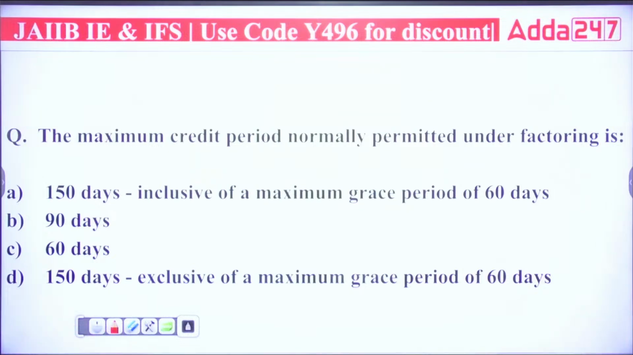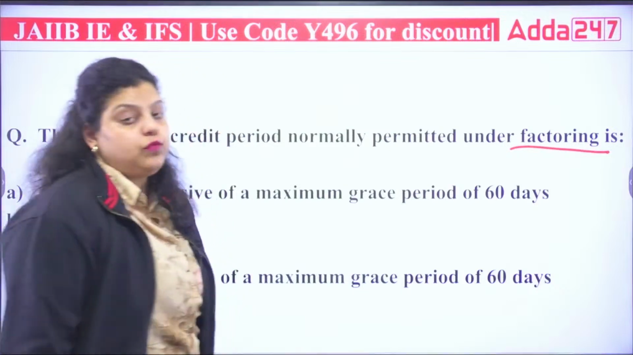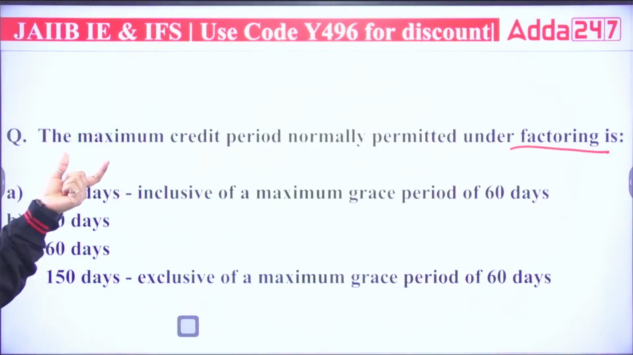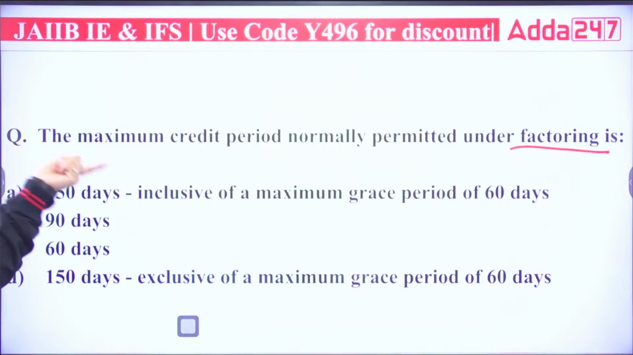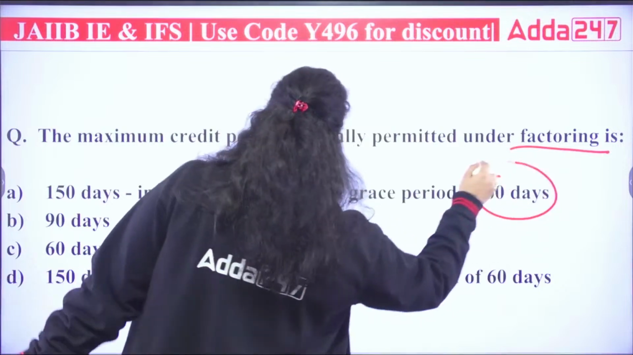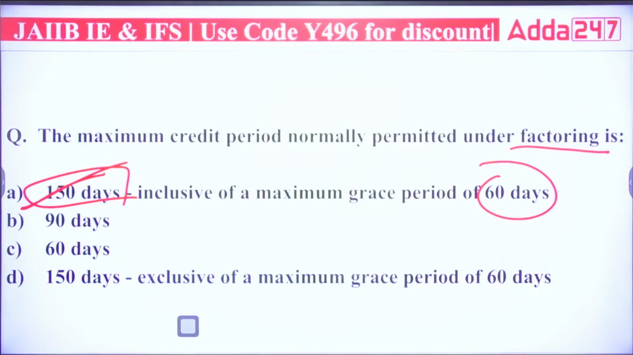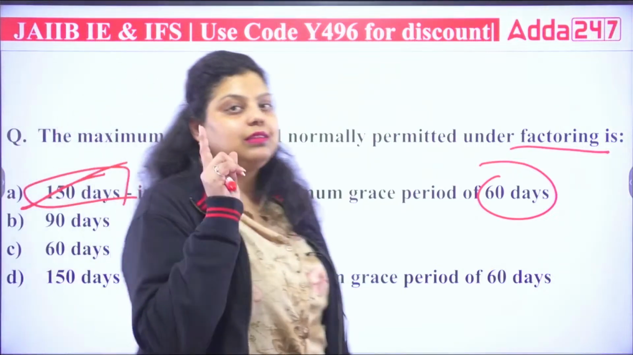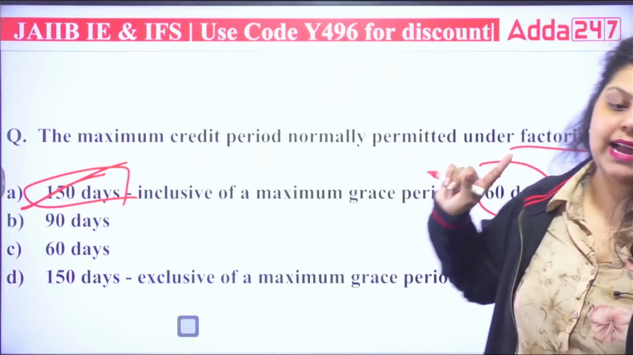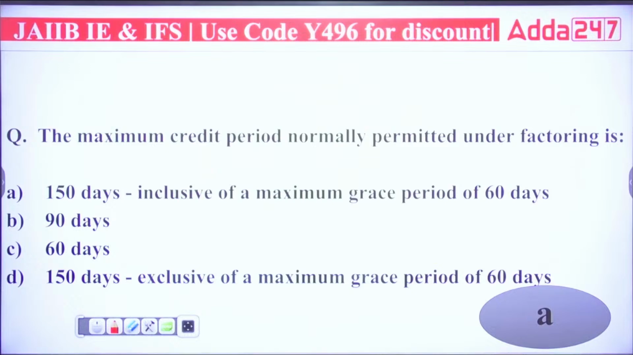Okay, next question we are talking about the maximum credit period normally permitted under factoring. So, factoring actually gives us the grace period also. The grace period will be 60 days, but including 60 days, you will get 150 days for the period of your credit facility. So, actually it is 150 days for factoring, and the 150 days also include your 60 days grace period. So, 90 days actually the credit facility is there, and 60 days will be your grace period. Okay, so the right answer is your A.